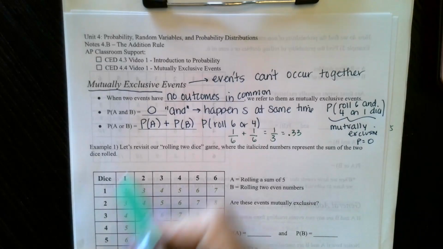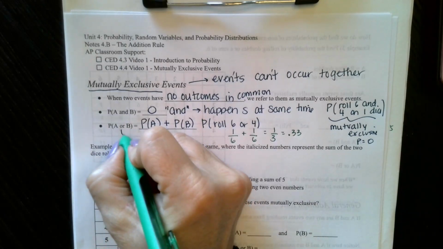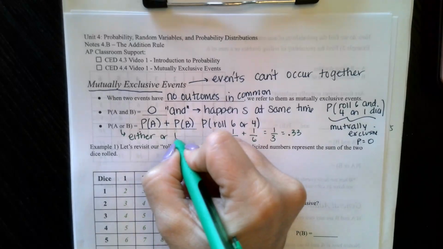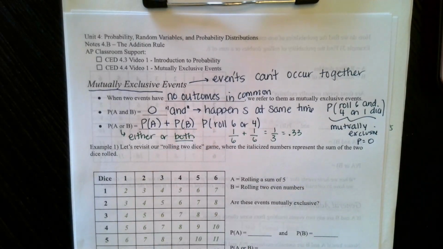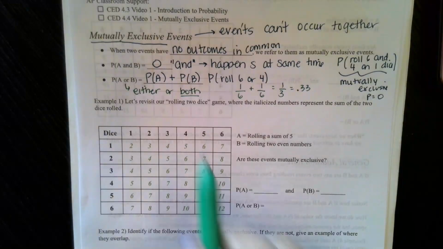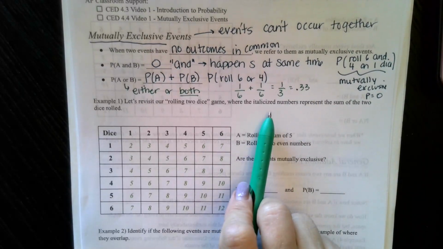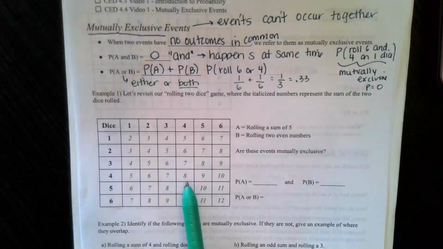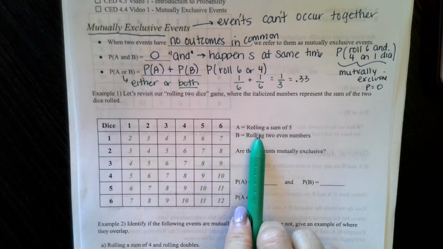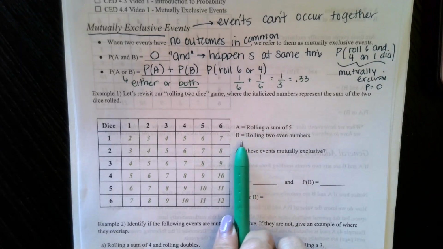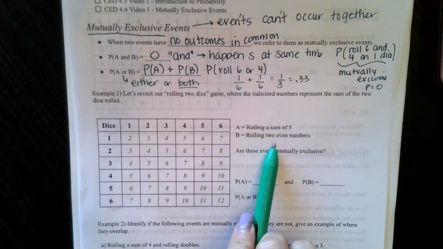So what happens when we have this "or" is that it can be either event or both events. So let's look at an example here. If I have rolling 2 dice, so that's what I did up here, rolling 1 dice, we are going to have these different numbers that are in this table. And so what I'm looking at is the probability of A, which would be rolling a sum of 5, and the probability of B, which would be rolling 2 even numbers.